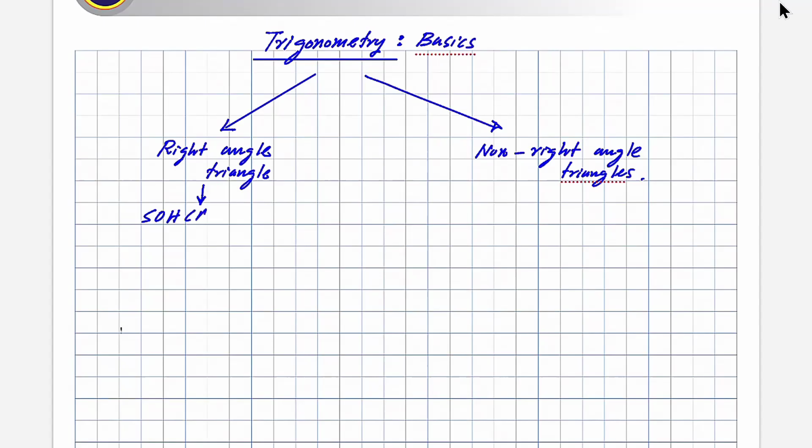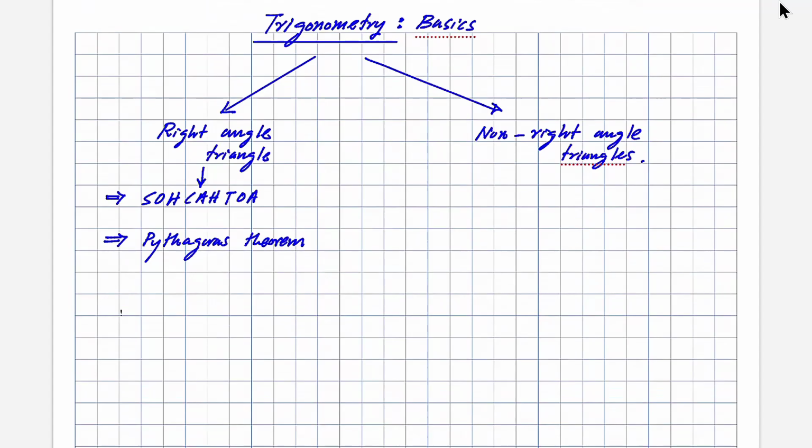Right? SOH CAH TOA concept, you know. What else do you know related to right angle triangle? Related to right angle triangle, you should know Pythagoras theorem. You know Pythagoras theorem, right? So those are the two things you know about right angle triangles.